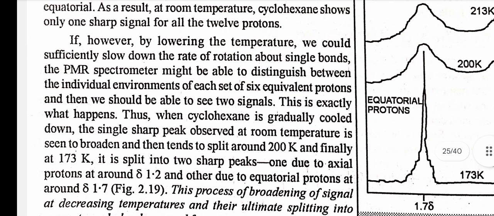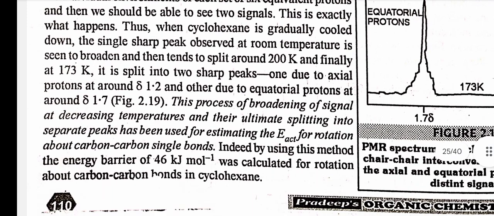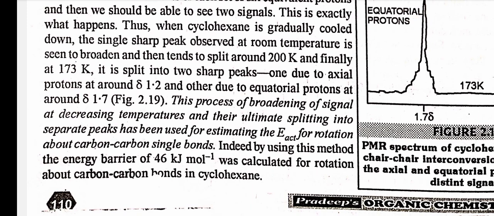Thus, when cyclohexane is gradually cooled down, the single sharp peak observed at room temperature is seen to broaden and then tends to split around 200 K. And finally, at 173 Kelvin, it is split into two sharp peaks, one due to axial protons at around delta 1.2 and the other due to equatorial protons at around delta 1.7. This process of broadening of a single signal at decreasing temperatures and its ultimate splitting into separate peaks has been used to estimate the activation energy for rotation about carbon-carbon single bonds. Indeed, by using this method, the energy barrier of 46 kJ mol^-1 was calculated for rotation about carbon-carbon bonds in cyclohexane.